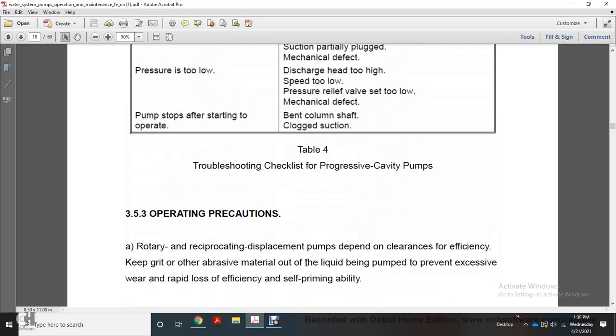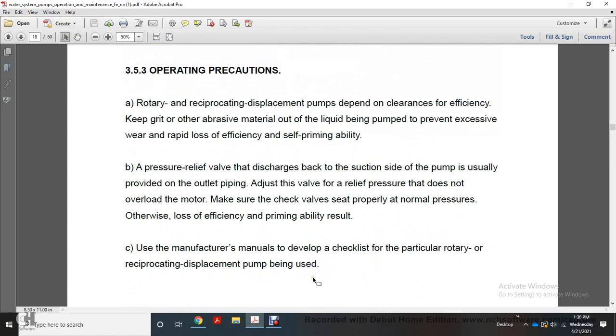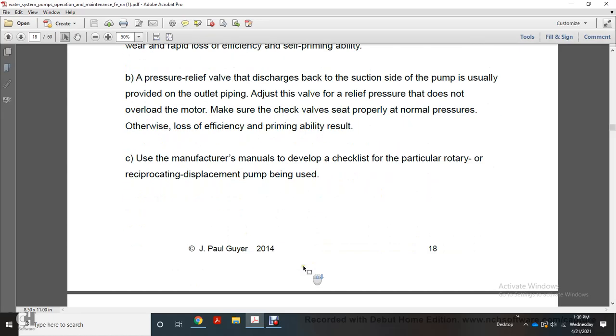3.5.3 Operating precautions. Rotary and reciprocating displacement pumps depend on clearance for efficiency, so keep grit and other abrasive material out of the liquid being pumped to prevent excessive wear and rapid loss of efficiency and self-priming ability. A pressure relief valve on the discharge is needed because the active side of the suction side of the pump is usually provided with outlet piping. Adjust the valve with relief pressure, but if it does not overload the pump, make sure the check valve seats properly at normal pressure, otherwise efficiency and priming ability are lost. Use the manufacturer's manual to develop a checklist for the particular rotary or reciprocating displacement pump being used.